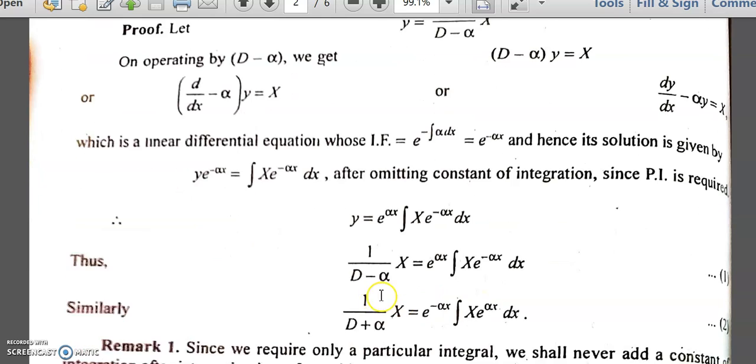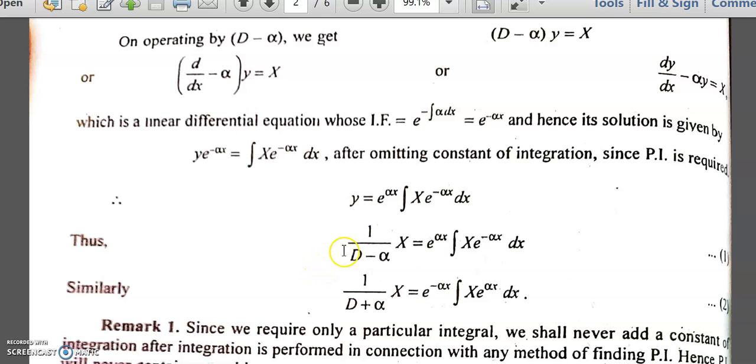Okay, now I think you have understood why we can write 1 by D minus alpha operating over x equal to e to the power alpha x times the integration of x e to the power minus alpha x dx. Okay, so you have to remember this.